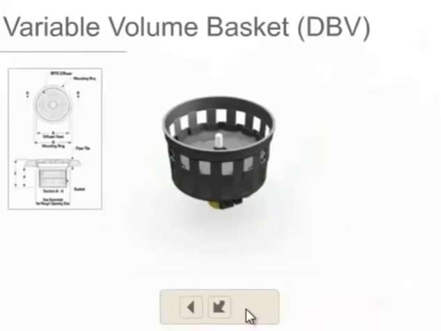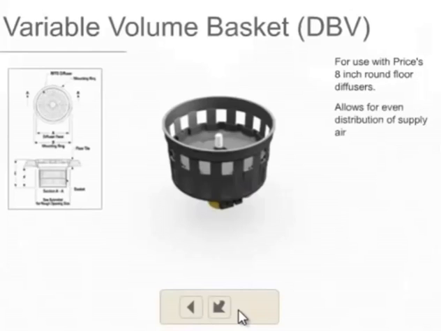Variable Volume Basket. The Variable Volume Basket, DBV, is for use with Price's extensive line of 8-inch round floor diffusers. The DBV allows for even distribution of supply air through the round floor diffuser core while integrating into a VAV cooling system. With an integral motor and damper, the DBV basket is ideal for VAV cooling applications.